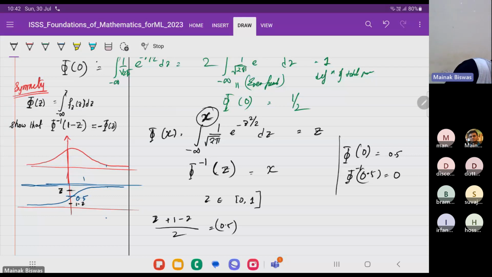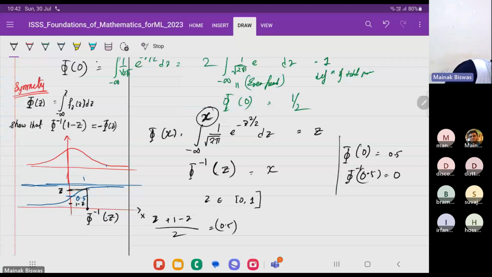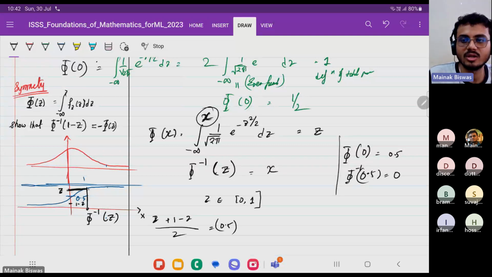So you see, you take the inverse. Say this is your inverse, right? So this is your phi inverse of z, yes or no? This point on the x-axis, right? What is the inverse? You drop the perpendicular from the point where z touches the curve, right or no? Yes or no?